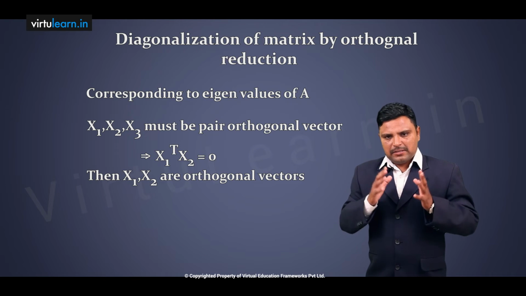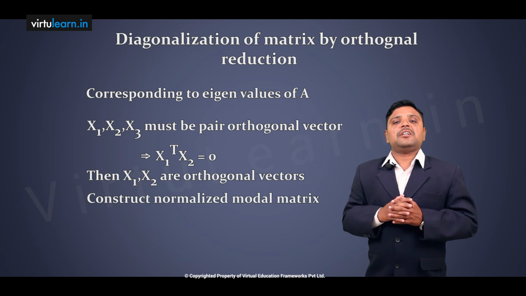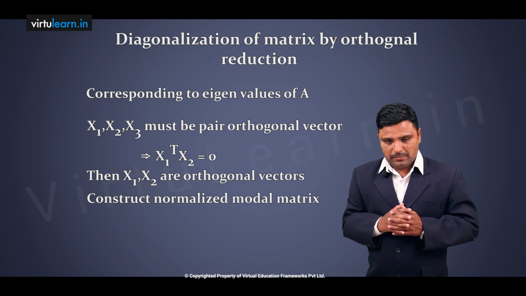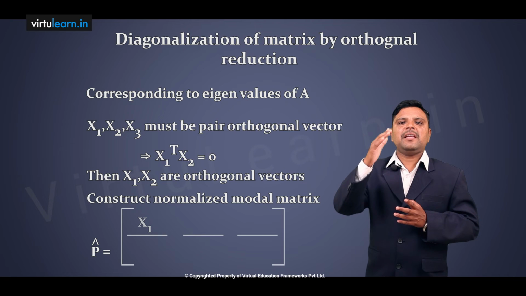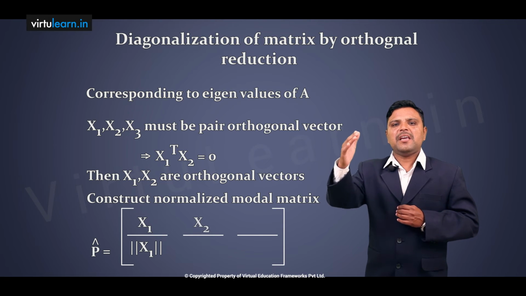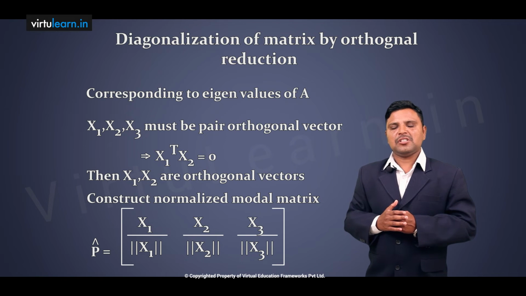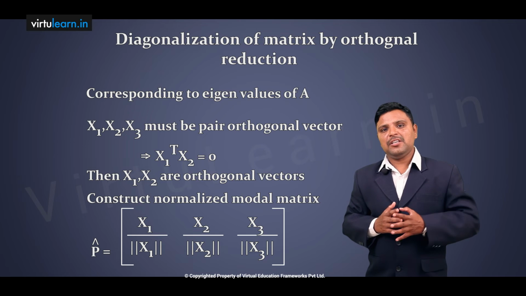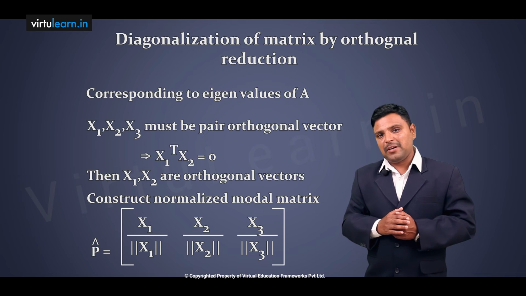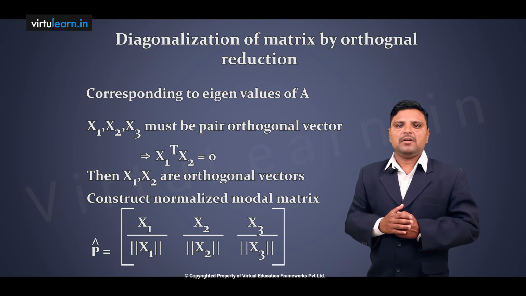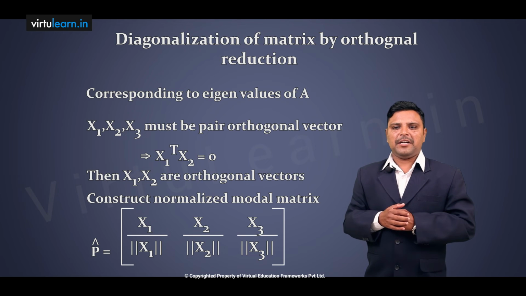After completing this orthogonal vectors process, construct the normalized modal matrix, denoted by P cap: x1 by norm x1, x2 by norm x2, x3 by norm x3. This is the normalized modal matrix. Previously, the modal matrix was just x1, x2, x3. Now I am calculating x1 by norm x1, x2 by norm x2, x3 by norm x3. This is the P cap modal matrix.